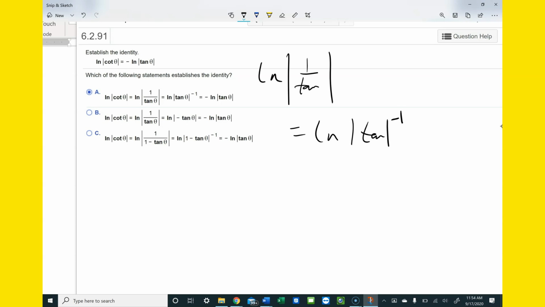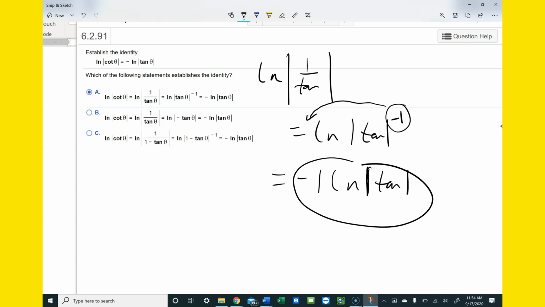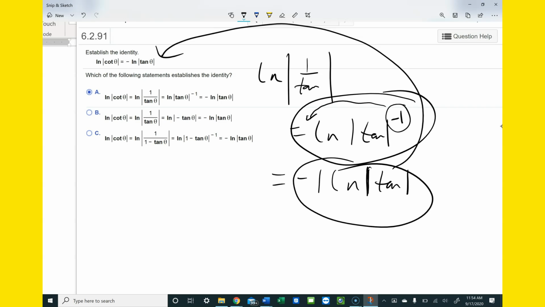And remember the properties of logs, you have the power property, which says that the exponent or the power of a log can come down to the front of that log, so that becomes negative 1 ln tan, which is exactly what we have on the other side of the equation. So it really wasn't that hard, but it definitely looked pretty tough, and you had to kind of have remembered this part of log properties to do it.